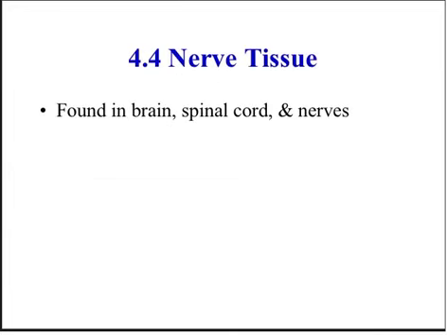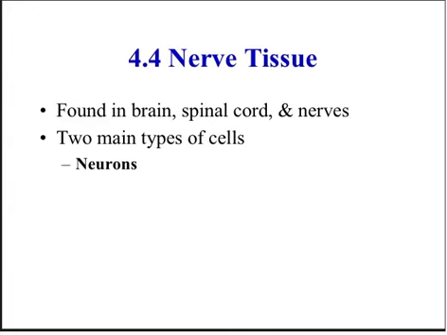Now, nerve tissue is specialized for sending and receiving electrical information. It's found in the brain, the spinal cord, and in the peripheral nerves. There's two main types of cells, the neurons, which actually send and receive the electrical information, and the neuroglia, which provide support, protection, and nourishment for the nerve cells.